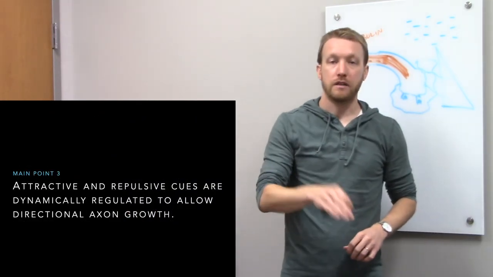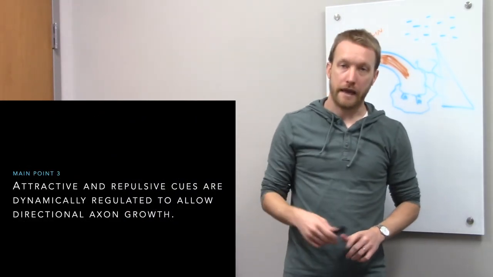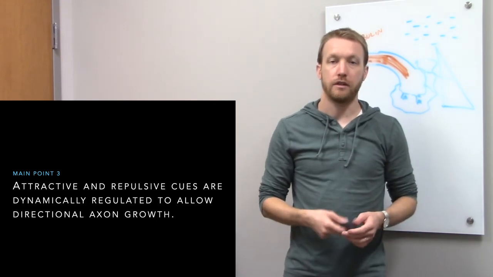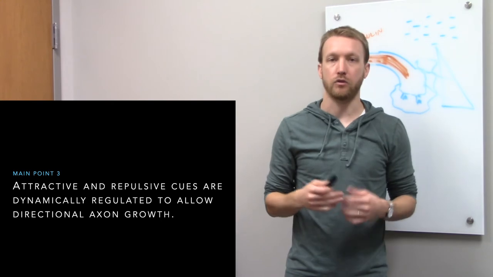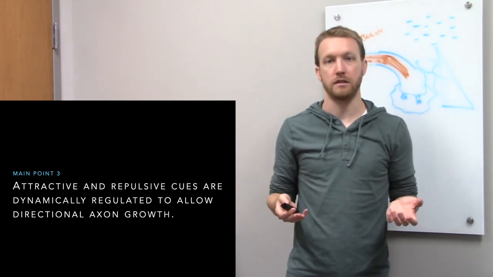Now, these attractive and repulsive cues aren't static, so they can change, and the receptors that cells have can change over time, and that is, of course, going to affect the growth of axons.